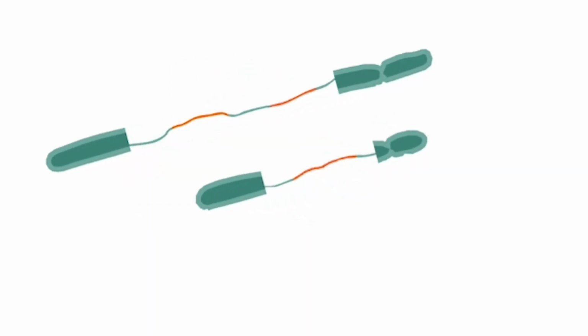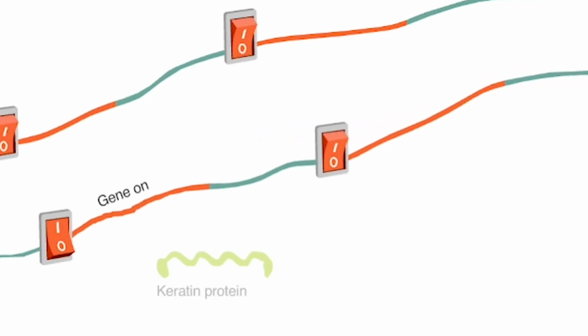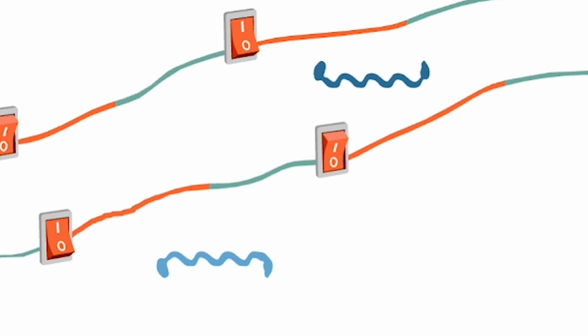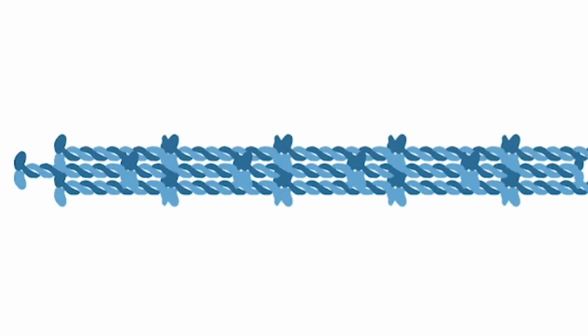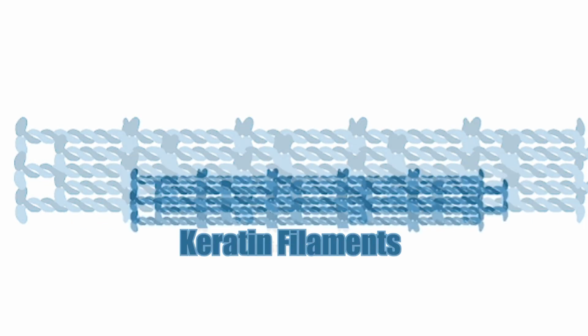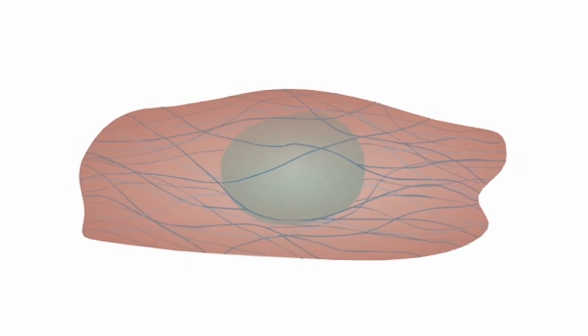Different keratin genes are turned on in different types of cells. When a gene is turned on, it means that the protein it encodes is being made. Another way to say this is that the gene is being expressed. Keratin genes are turned on in pairs. Individual keratin proteins from 2 different genes link together. Then the partnered proteins assemble into tough rope-like filaments. In the skin, keratin filaments form a strong network of fibers that enable cells to withstand pressure and stretching.